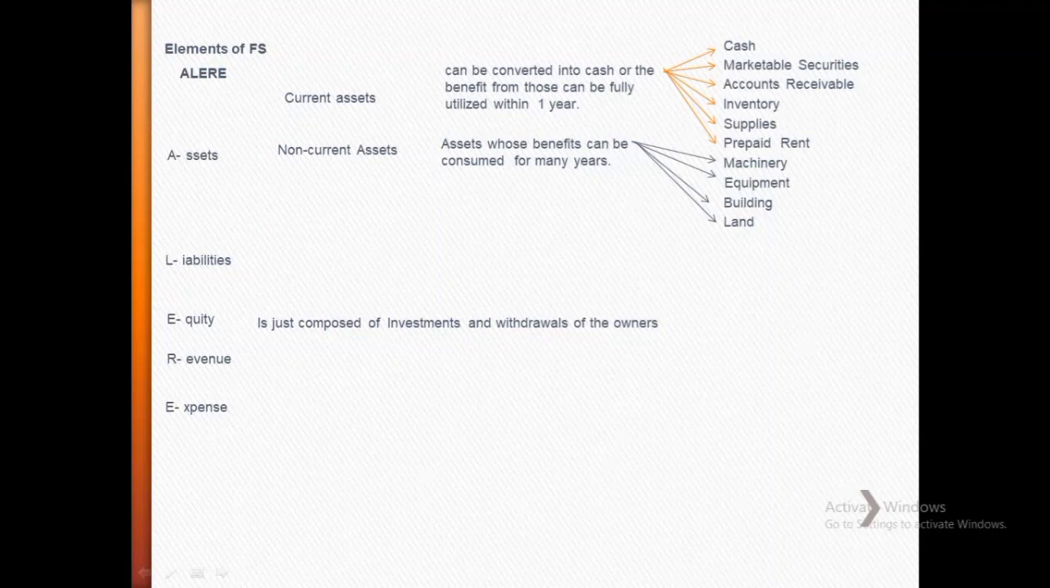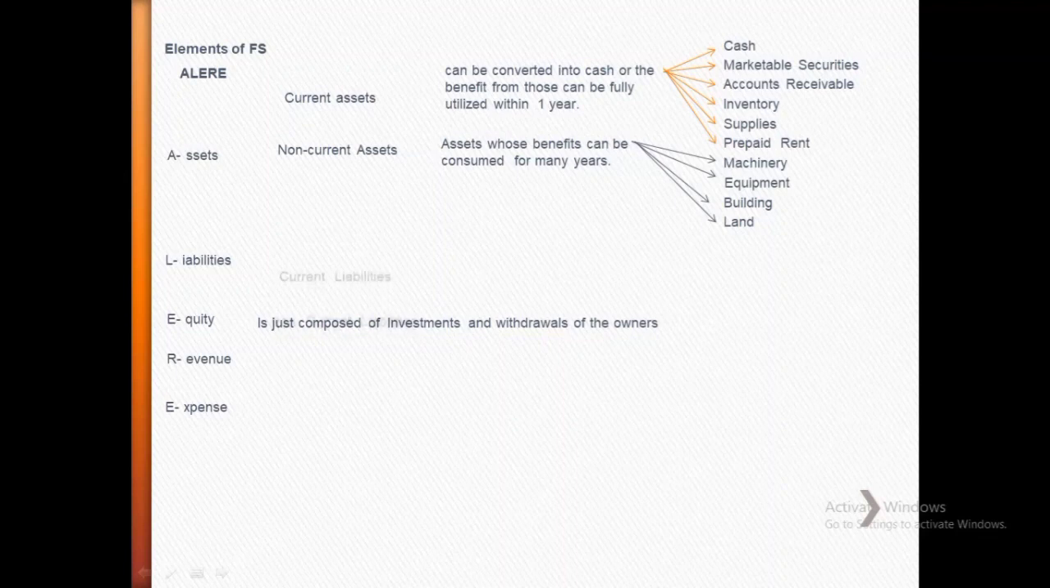Let me repeat that again. The faster the asset account is converted into cash or the faster it is consumed, the higher is its ranking on this list. That is why current assets come first before the non-current assets, because the current assets' benefits are consumed faster. For example, supplies are consumed faster than the equipment, right? Another is that the machinery, equipment, and building come first before the land. It is because these three have a limited useful life, whereas the land has an unlimited useful life. So that's it for arrangement. Let's go now to liabilities.